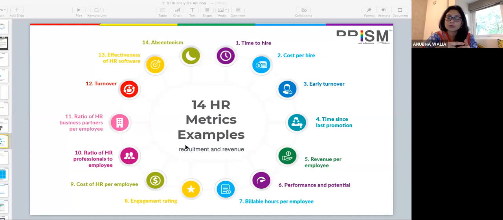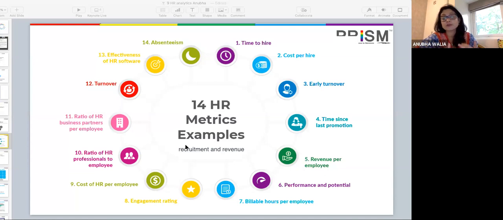There is also a time to fill metric, you will see, and how you can start from the starting point, when the person has come in, till the end point, when the person is actually joining the organization. So do have this in the recruitment element.